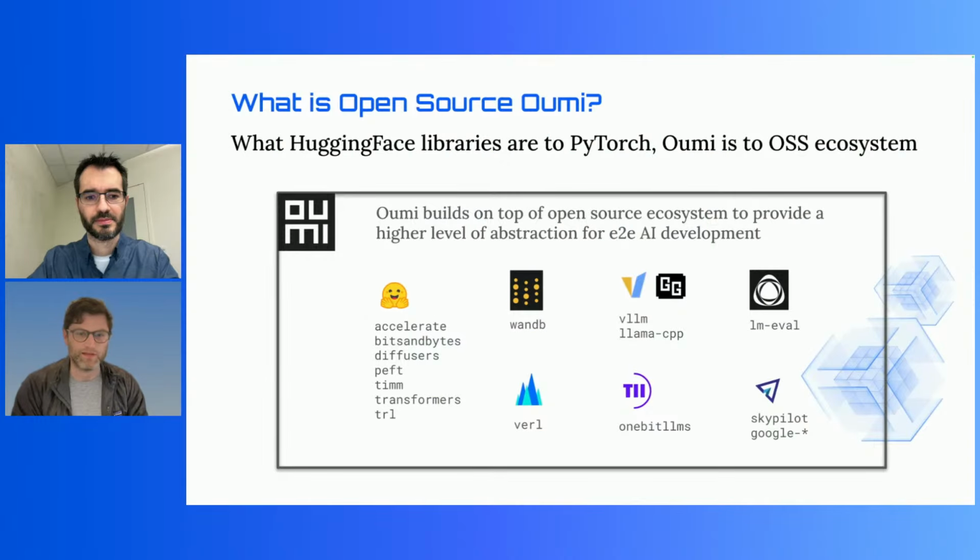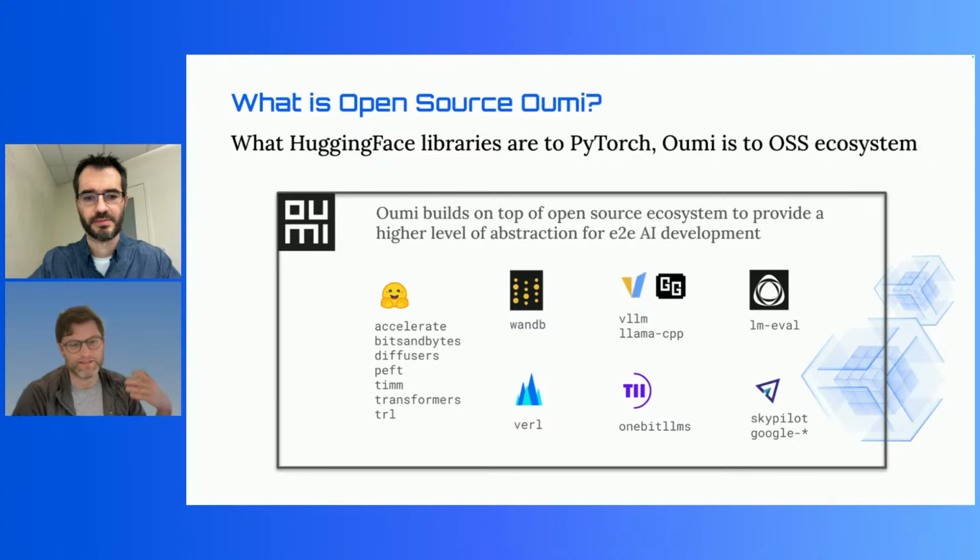So what is Oumi? Well, let me tell you a bit more about open source Oumi and explain what the product is. I like to think about it this way. Oumi is a higher level of abstraction, building on all of these open source ecosystem tools. For example, the Hugging Face libraries, vLLM, verl, SkyPilot, evaluation tools like lm-eval. And so it's a library that builds on top of these libraries to give you one higher level of abstraction.